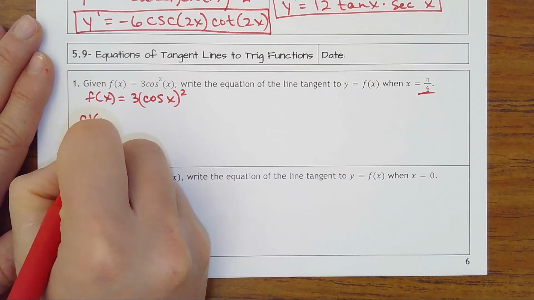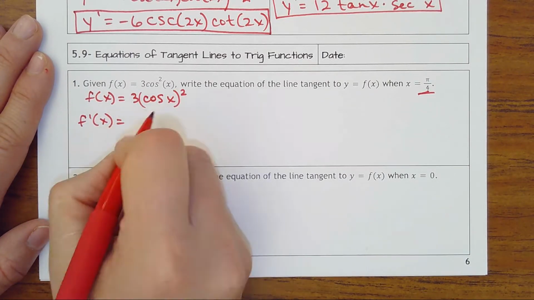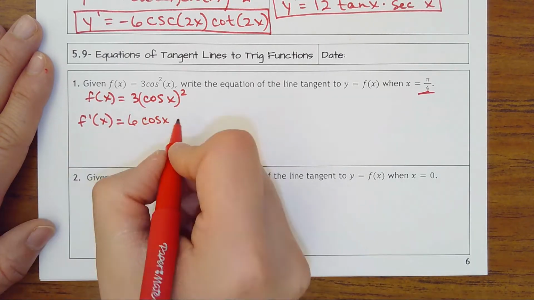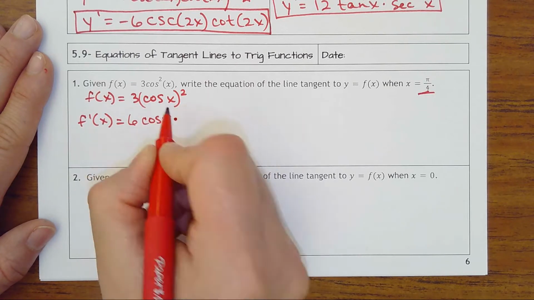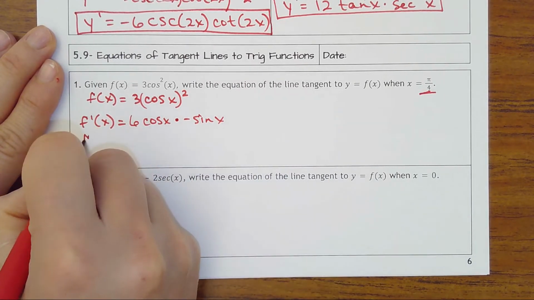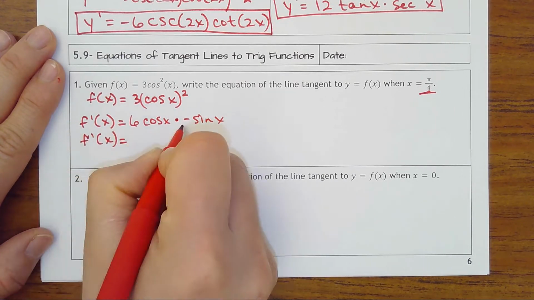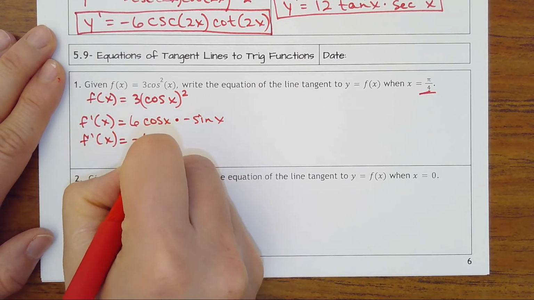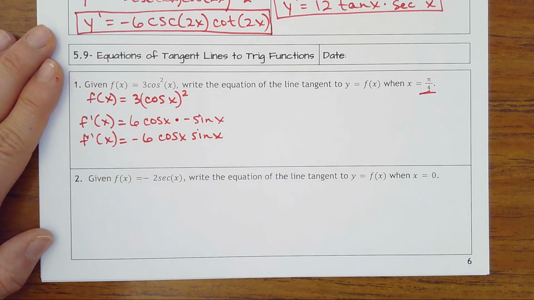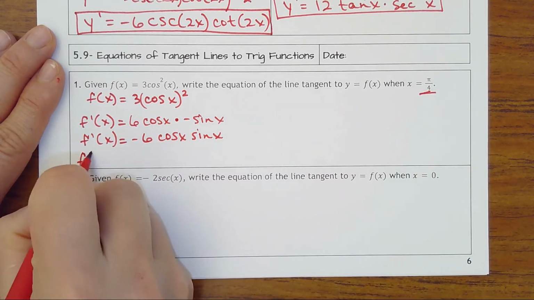So let's find the derivative. This is a chain rule, so we'll take 3 times 2 is 6 cosine of x. You'd subtract 1 from the power, so it's just that, times derivative of cosine is negative sine of x. Let's fix that a little bit. So it'd be a negative 6 cosine of x sine of x. Okay, now we need to plug in pi over 4.